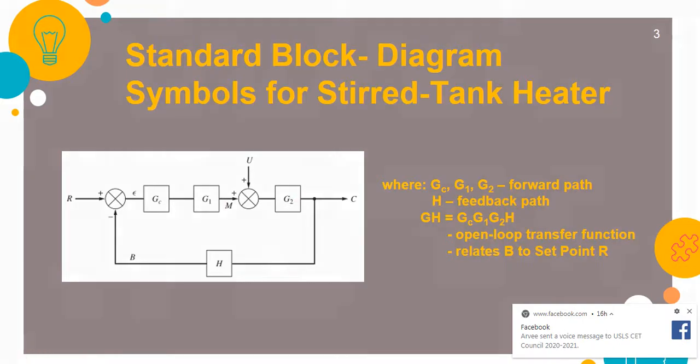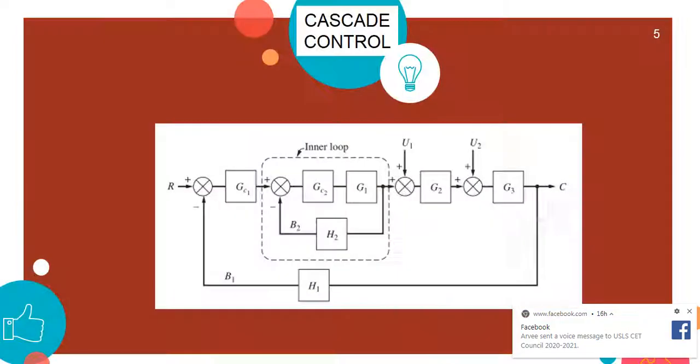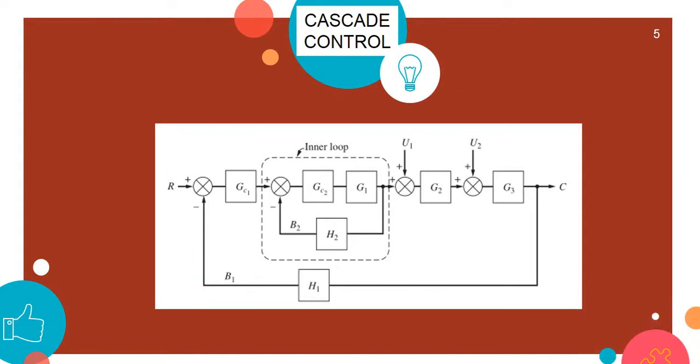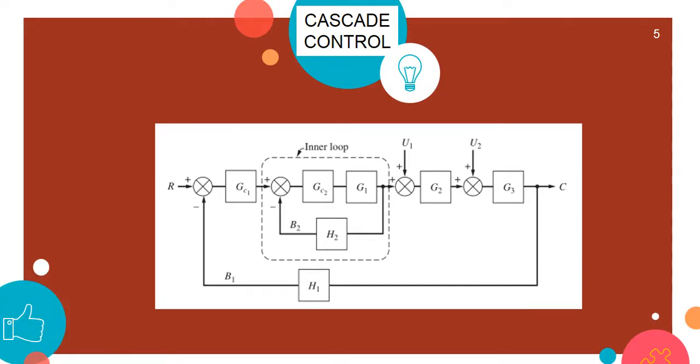Now, the block diagram for a multi-loop, multi-load system, but this is not something that we will be tackling here, just for your information, would look something like this. And for this particular block diagram, we often call this one the cascade control. This is often encountered in cascade control.